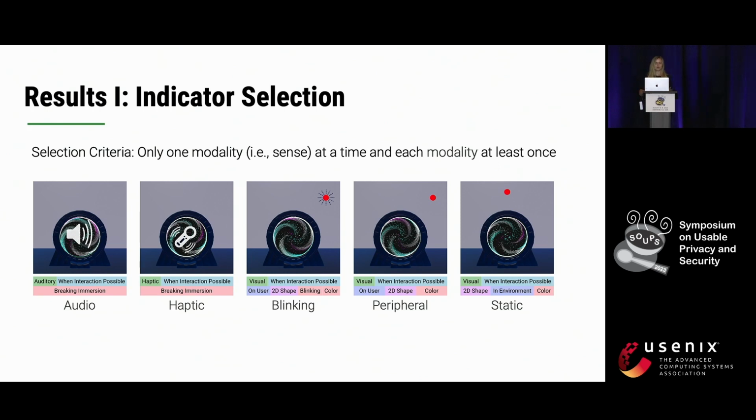The remaining 3 indicators were all visual indicators, where we displayed insecure connections with circular red shapes and secure connections with square green shapes. Then we had one blinking indicator that was placed in the user's periphery, one static indicator placed in the user's periphery, and one static indicator placed directly above the portal, so in the 3D environment.